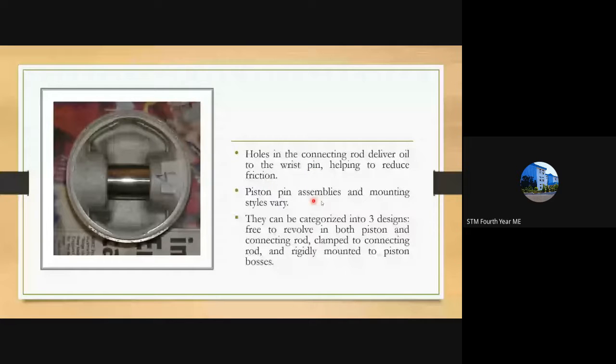Piston pin assemblies and mounting styles vary. They can be categorized into three designs. So what are the three designs? Free to revolve in both the piston and connecting rod, clamped to the connecting rod, and rigidly mounted to piston bosses. Okay, we will explain it in detail.